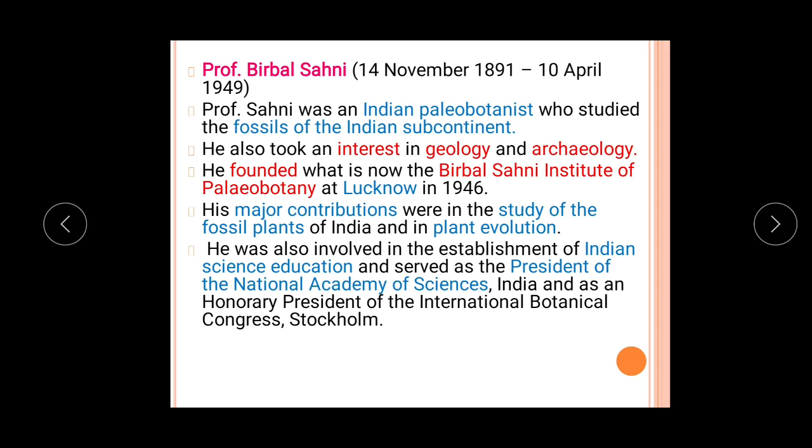Professor Birbal Sahni was the Indian paleobotanist who studied the fossils of the Indian subcontinent. He also took an interest in geology and archaeology. Apart from paleobotany, he was also interested in geology. Geology means the study of the structure of the earth, or simply the earth science, the study of the rocks or the structure of the earth.